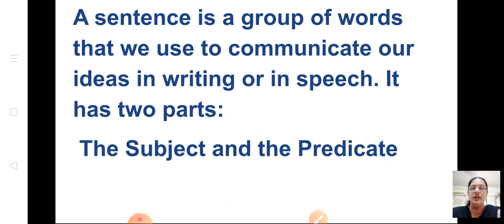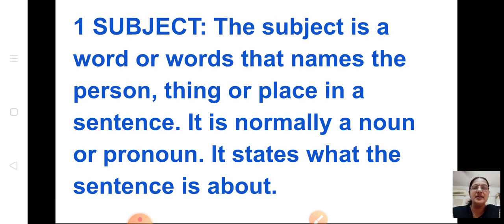I think you all have learnt in standard 5, but we will revise now that there are two parts of the sentence. One is what is called as subject and the other one is the predicate. What is meant by subject? The subject is a word or words that names the person, thing or place in a sentence. So suppose I am telling Ram is a good boy. Who is a good boy? We are talking about whom? Ram. So Ram is the subject.